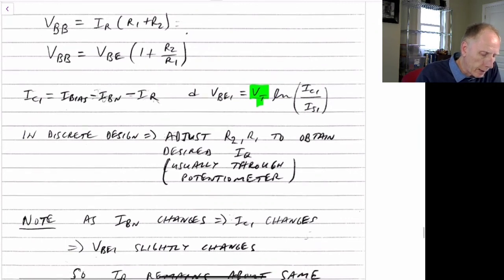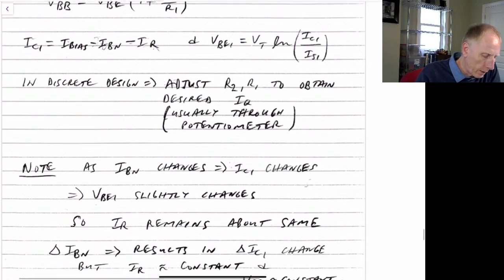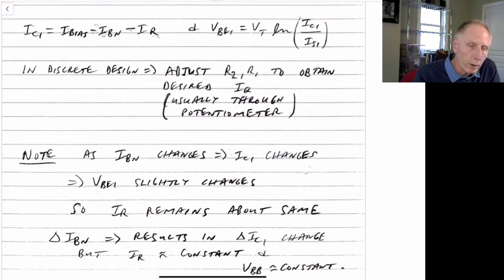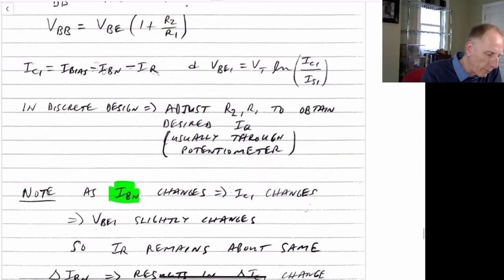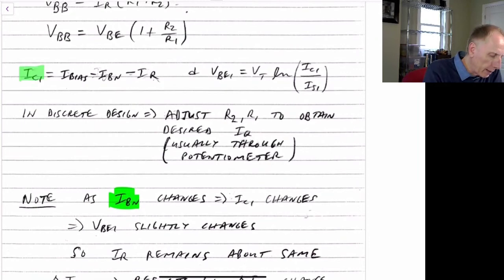In a discrete design, you would just adjust R1 and R2 to get the desired IQ that you want, perhaps through a potentiometer or so. Now, what we want to note here is that as the current IBN changes, we have a relationship here relating IC1, I bias, and IB1.